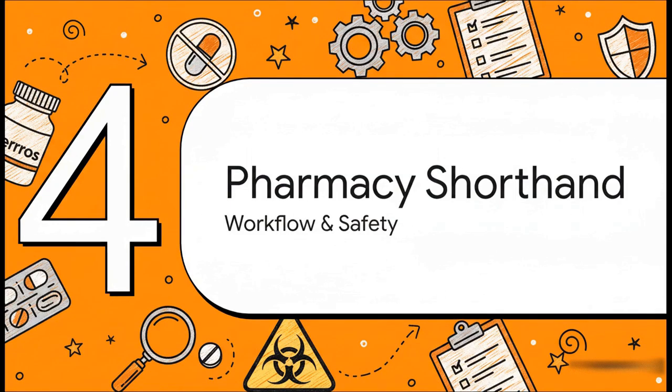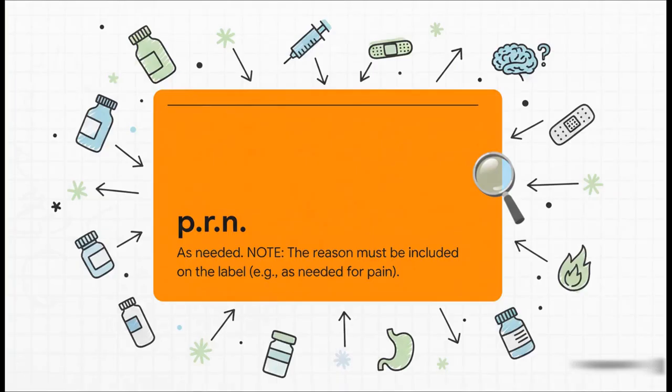Awesome. Now that we've conquered the danger zone, let's wrap up with a few more essential terms. These are all about the daily pharmacy workflow, safety, and special instructions you'll need to know. You are going to see PRN constantly. It simply means as needed. But here's the crucial part for you as a technician. The reason for taking it must always be on the label. A patient can't just have a bottle that says, take as needed. It has to say why. As needed for pain, or as needed for nausea. That's a key safety check.